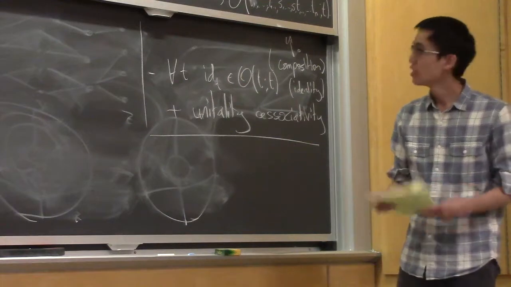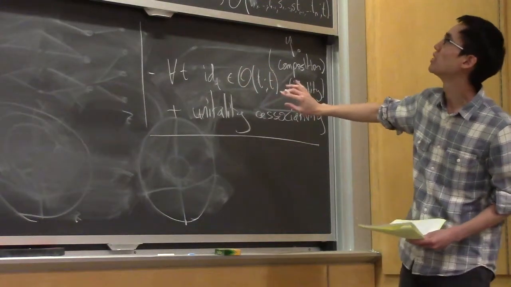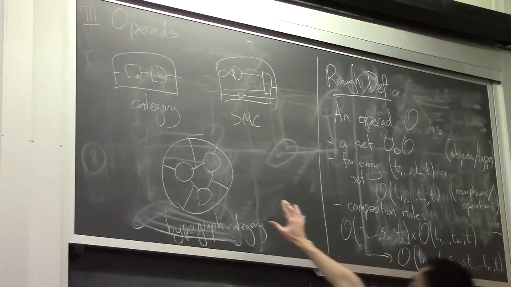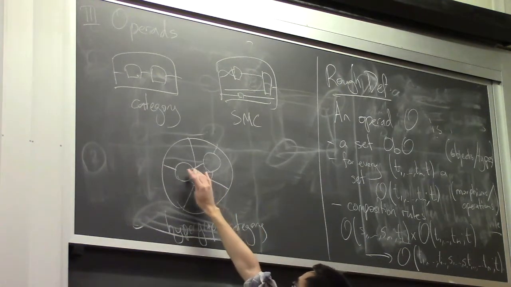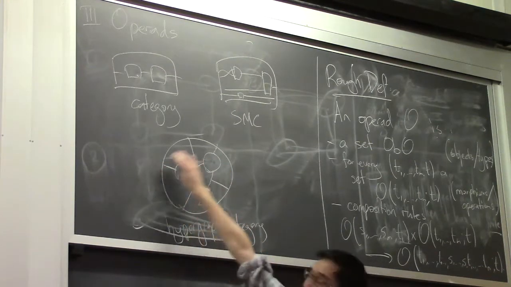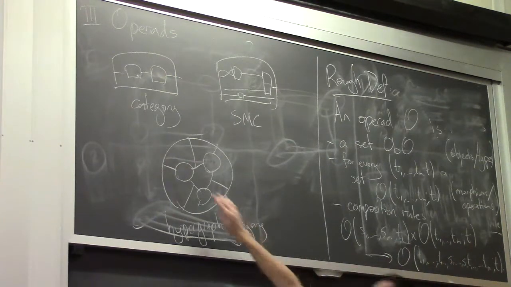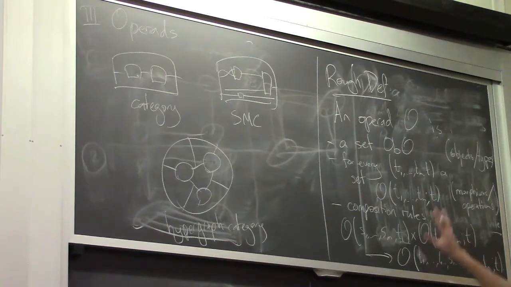Okay. So this is the notion of an operad, and you can see that this is a map from this type and this type to a single thing of this type. So this is a three-ary input: there's t1, t2, t3, and this object there is t. And you can play with these different definitions. There's an operad for categories, an operad for symmetric monoidal categories, an operad for hypergraph categories, and so on.